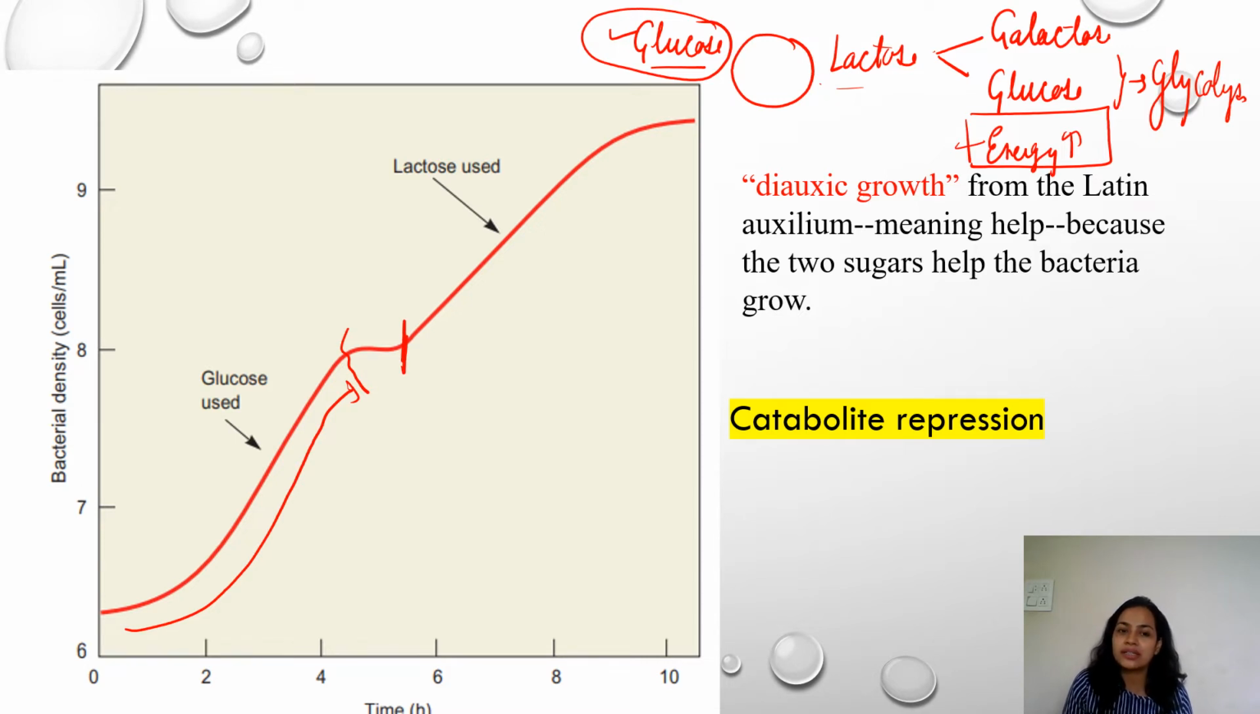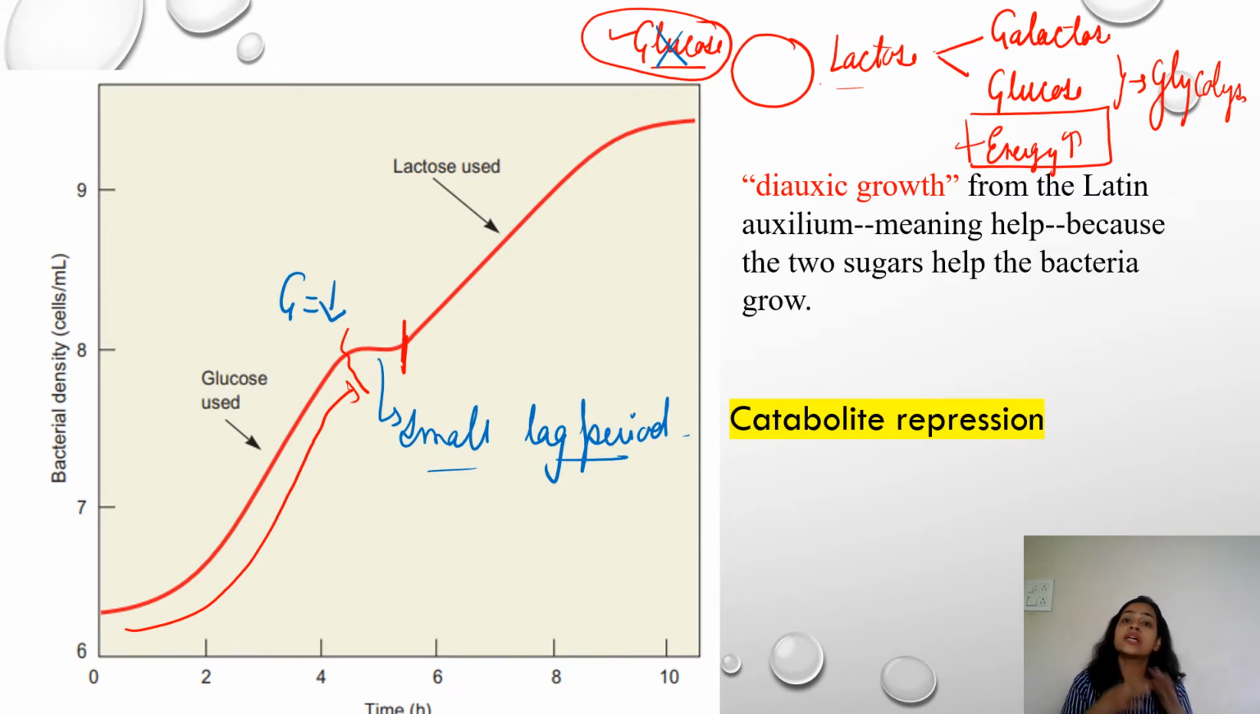Let me change the color. The level of the glucose goes down. Then a very small, or short, lag period will be there. What is there now? In the media the glucose is already over, glucose khatam ho chuka hai. Now only lactose is there. Now bacteria do not have any option, it has to utilize lactose as a source of energy. So the growth of the bacteria will cease for a very short period, and that period is called the lag period.